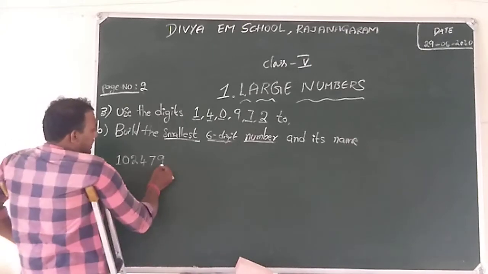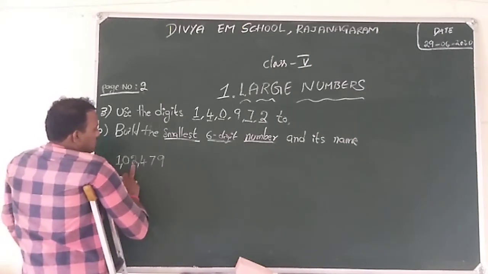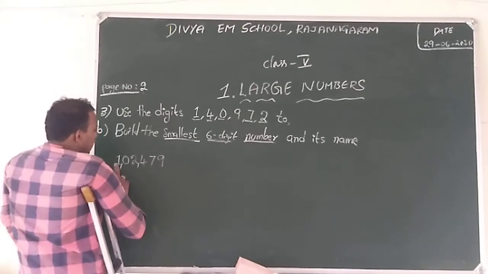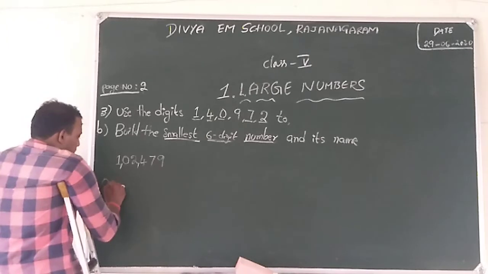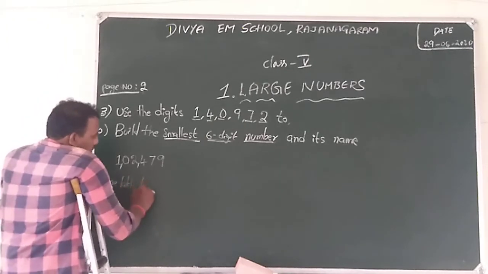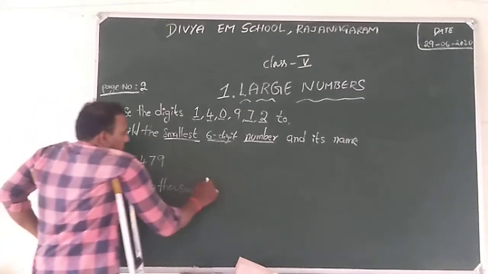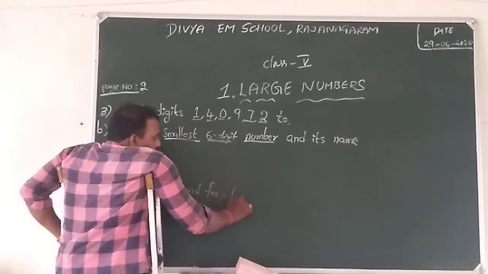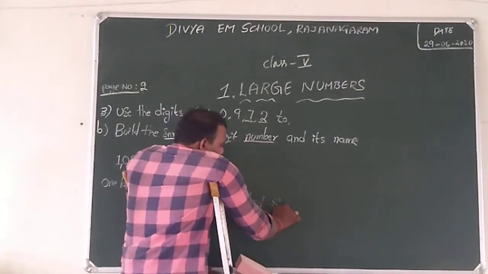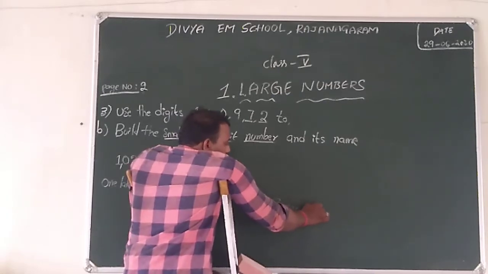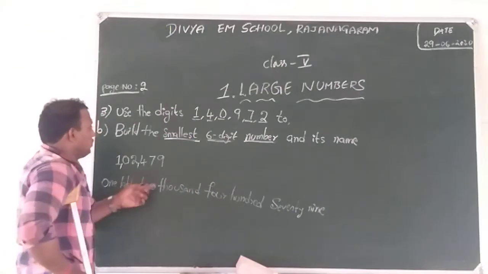So the number will become, with ones, tens, hundreds, thousands, ten thousands, lakhs, 1,02,479. The number is 1,02,479. Let's write the number name here. Like this, we can do the smallest 6-digit number.